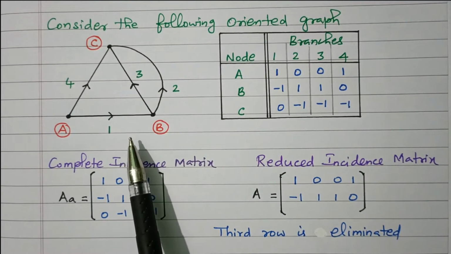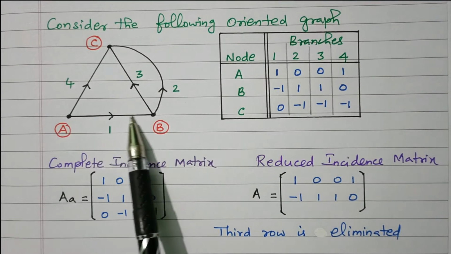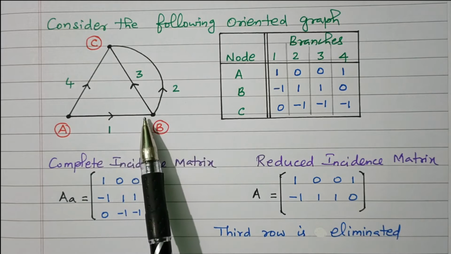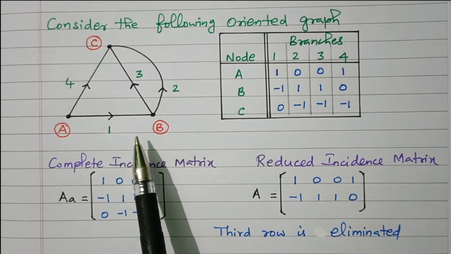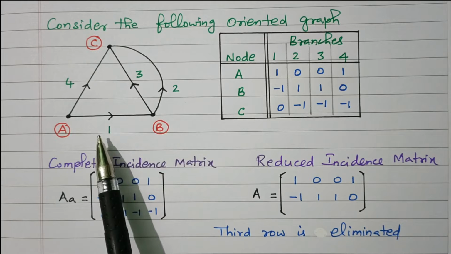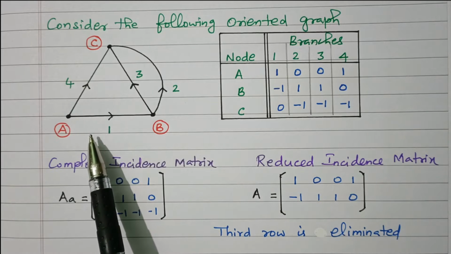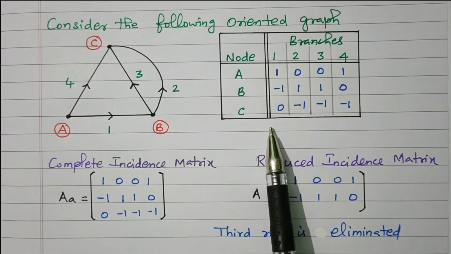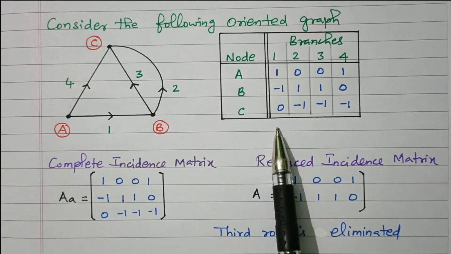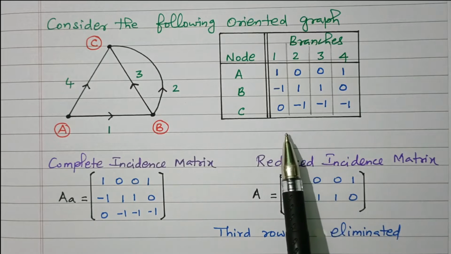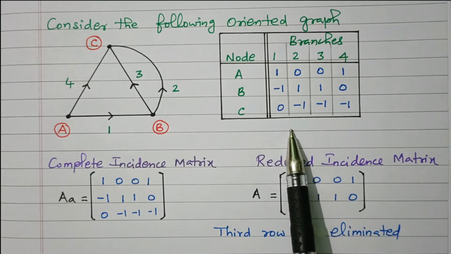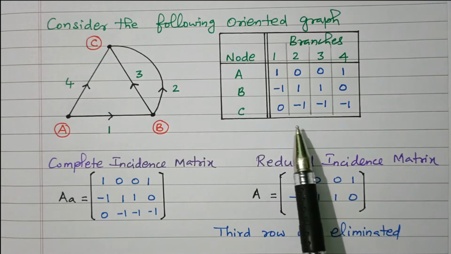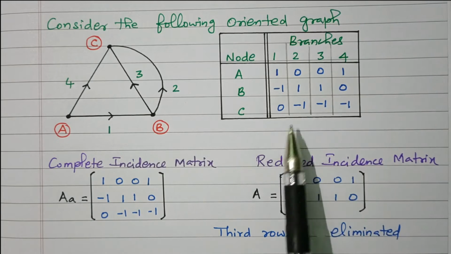Oriented graph means the given network replaced by straight lines is called a graph. If the directions are available, it is an oriented graph. We are able to know the direction. So the network is replaced by a line graph, and if the direction is also available, it is an oriented graph. From that we can identify the incident matrix. This matrix will give the information whether the network branch is connected, and whether the current is flowing towards the node or away from the node. That can be identified from the incident matrix.